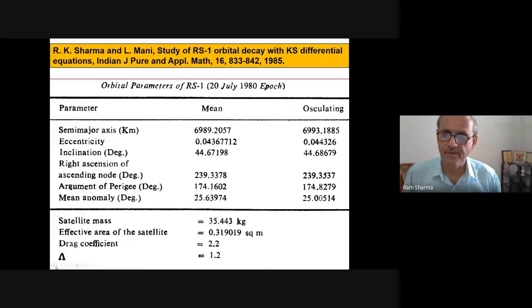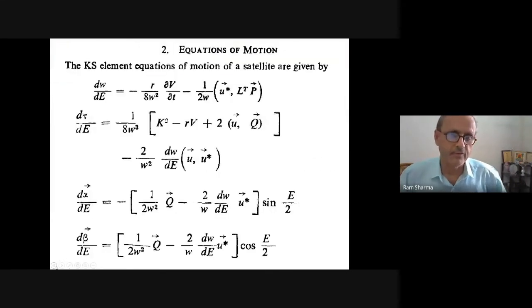Now this was the one which we did for our RS-1, the first satellite which India launched. So I will not go into detail, which we discussed once only. What I want to discuss is, we use these equations. These are the KS equations, Kustaanheimo-Stiefel equations of motion. So this is Kowal's method, what I just now discussed with you.